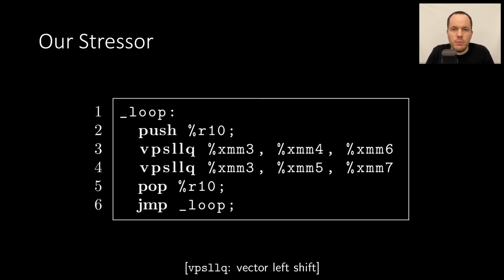Stressors are small snippets of code that are executed as often as possible in order to increase contention. We analyzed a number of them and this is the best performing one. In this stressor there is first a push to memory, then twice a shift left instruction in vector registers, and finally a pop from memory.